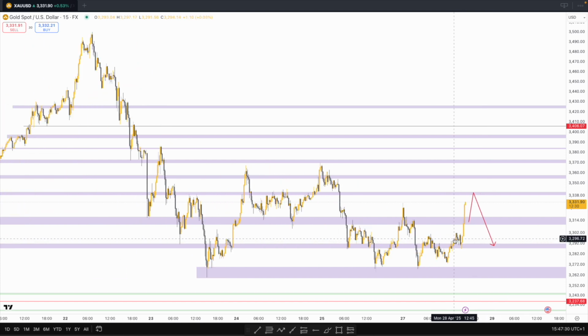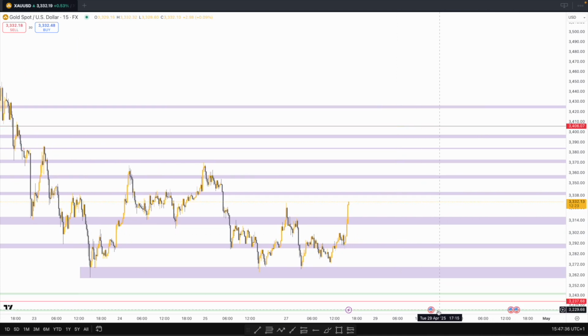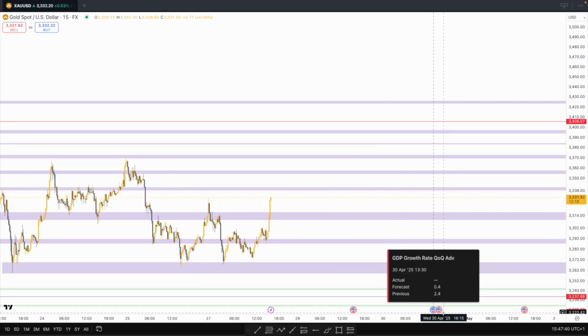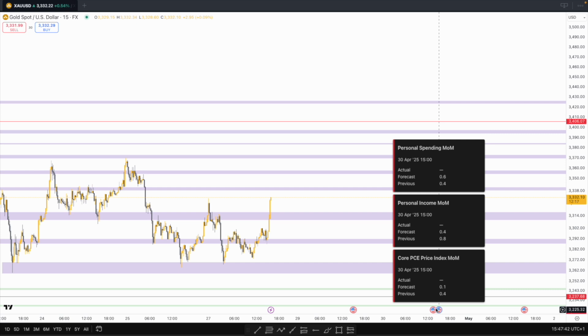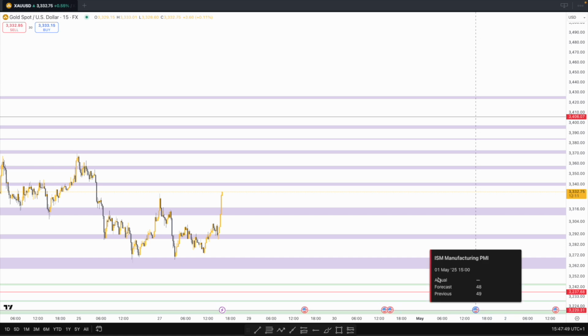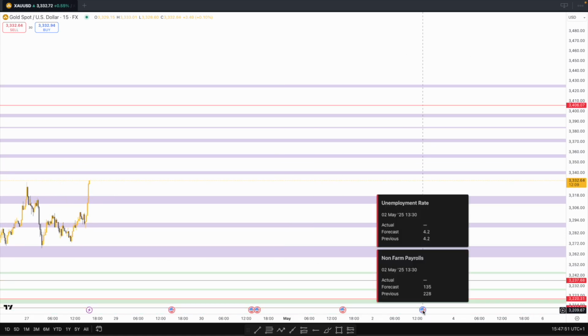But with economic world events, things are starting to cool down a little bit as of this week. There's not much going on. As you can see, we do have some high impacting news events. We have job openings on the 29th of April, which is tomorrow. We have GDP growth rates and personal spending and personal income on the Wednesday.